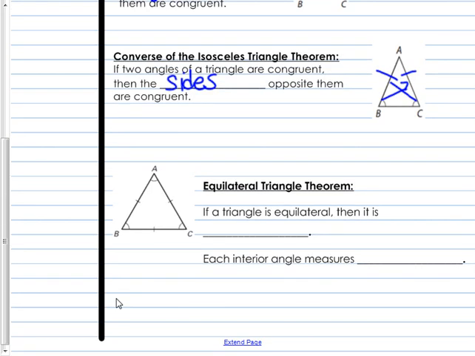And lastly, if a triangle is equilateral, it is also equiangular, which means it has equal angles. So if all the sides are congruent, then all of the angles are congruent as well. There are 180 degrees inside of a triangle. If they're all the same, they all have to be 60 degrees. 180 divided by 3 is 60 degrees. Okay?